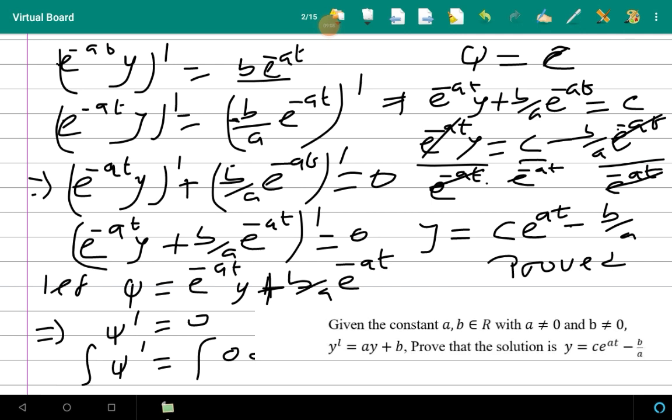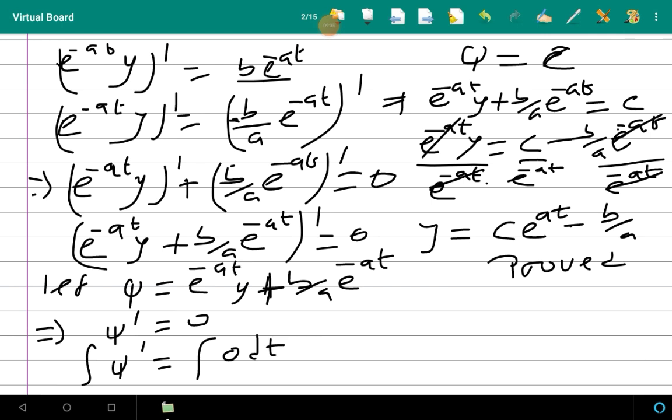All right, so with that you have been able to prove that y prime equal to ay plus b has the solution y equal to c e^(at) minus b over a, and then you are good to go. Now I want to pick one or two examples, then we prove it correct.